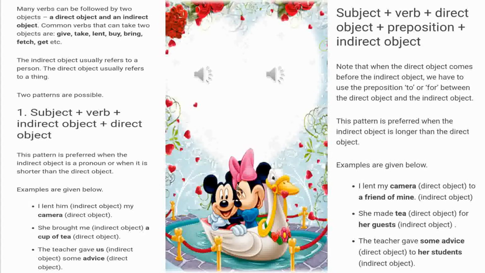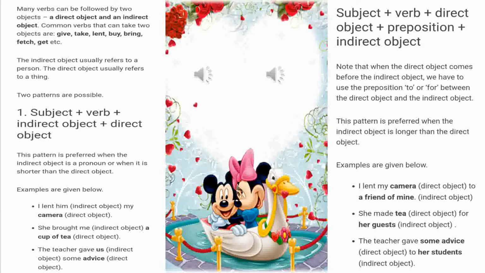I lent him my camera. Here the indirect object, a person, is "him." And the direct object, "my camera," is a thing. Second sentence, she bought me a cup of tea. Here the indirect object is "me" and "a cup of tea" is the direct object. The teacher gave us some advice. Here "us" is the indirect object and "advice" is the direct object.